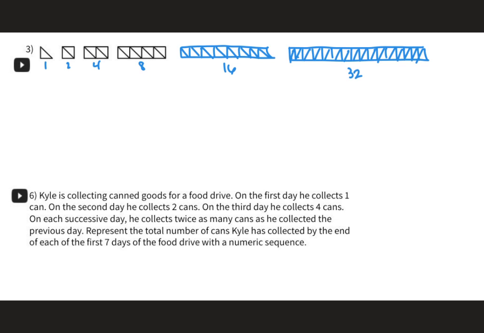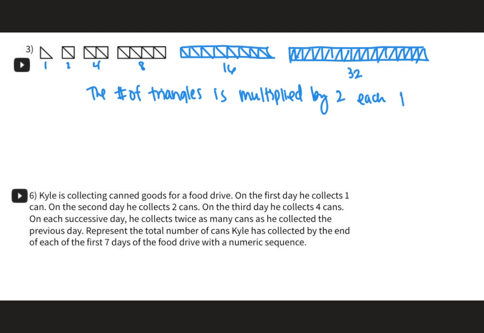All right, on this one, sorry, we're supposed to also describe the pattern. So I'm going to say the number of triangles is multiplied by 4. Or sorry, not multiplied by 4, multiplied by 2. I don't know what I'm thinking. Multiply by 2 each term.